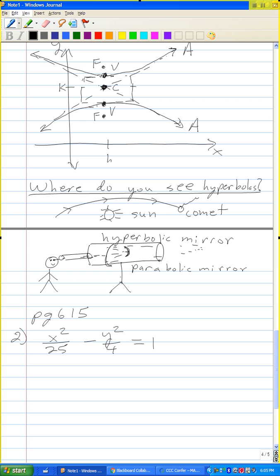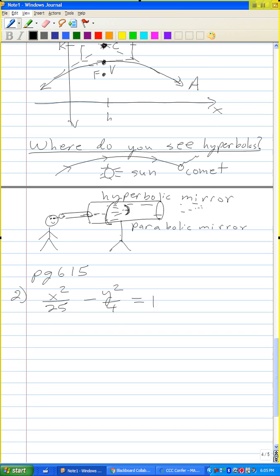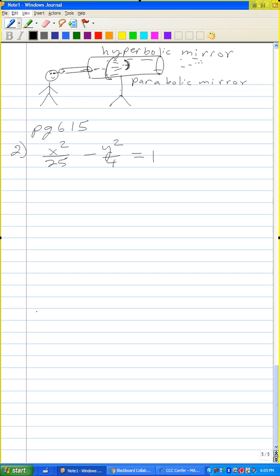Graph the equation given in standard form, and give the length of the real axis. Okay, so let me do that. In this case, I always take A as being the number under the x. Well, the square root of 25 is 5. B, the number under y, the square root of 4 is 2. C, 25 plus 4 is 29, so C squared is 29. So C is equal to the square root of 29.